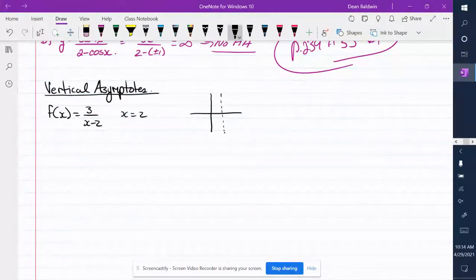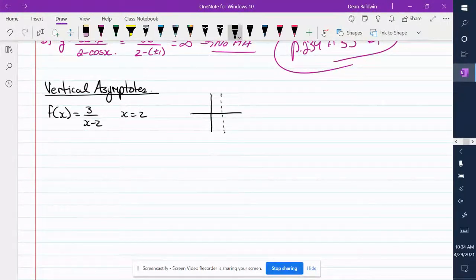What's the horizontal asymptote here? We just did this. Sorry? I can't hear you. Infinity? Nope, there's a horizontal. 0, right? Because if you put infinity in... Yeah. Okay, so it would be 0. So you'd have a horizontal asymptote of 0. This graph looks like this.